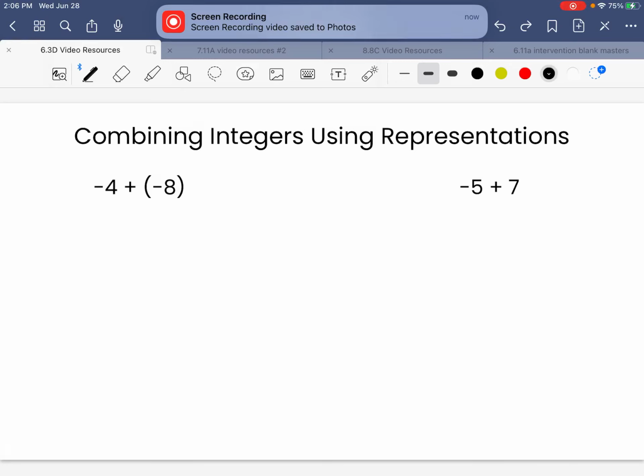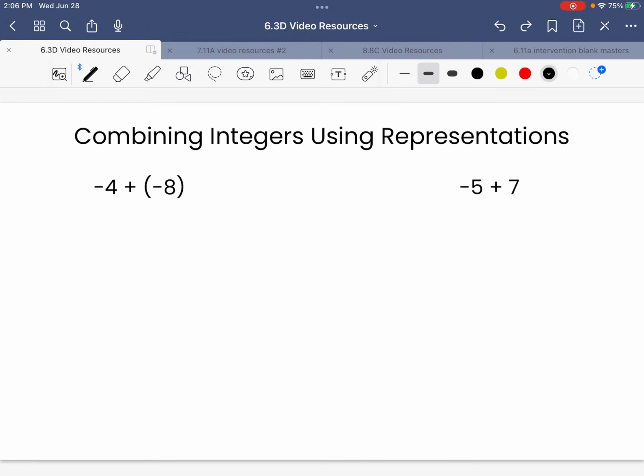Hey guys, today we're going to be looking at combining integers using representations. So up until this point, we've been using integer chips or counters, which have red on one side and yellow on another. But if we don't have them, we are able to actually draw a representation that is very similar that can help us solve different problems.